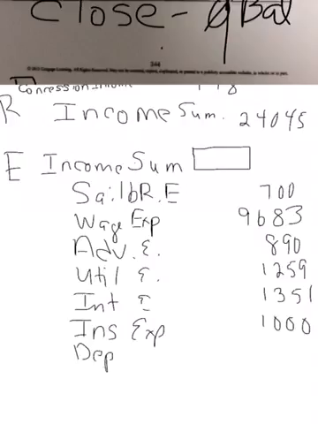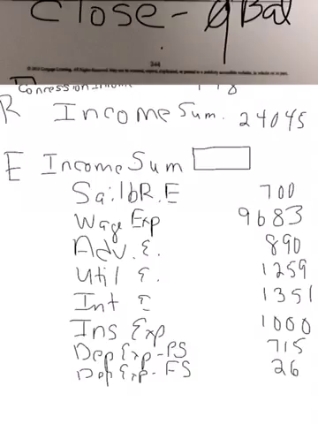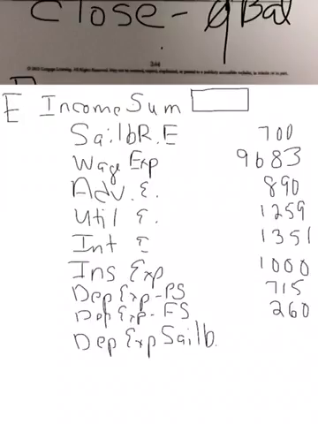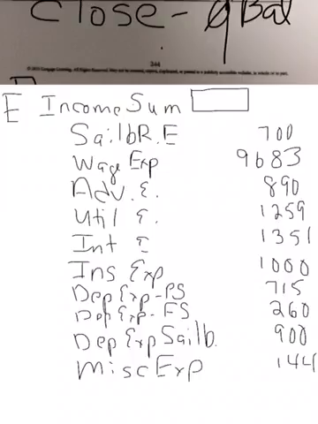Depreciation expense for the pool structure is going to be $715. Depreciation expense for the fan system would be $260. We would then have depreciation expense for the sailboats, and that amount is $900. And we would then have miscellaneous expense, and our miscellaneous expense would be $144.